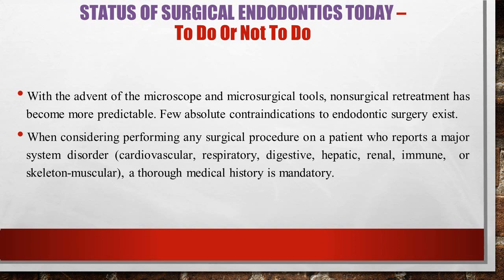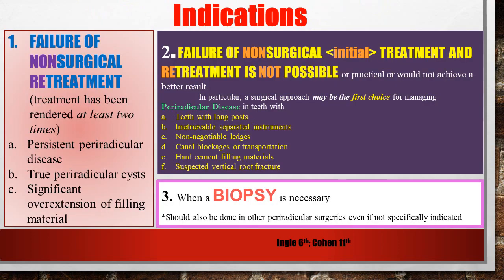However, if you are going to be considering a surgical procedure, you have to have a look as to whether the patient's systems are going to permit it. By systems, I mean the cardiovascular system, the respiratory system, and so on and so forth. So, a medical history prior to surgery is very, very important.